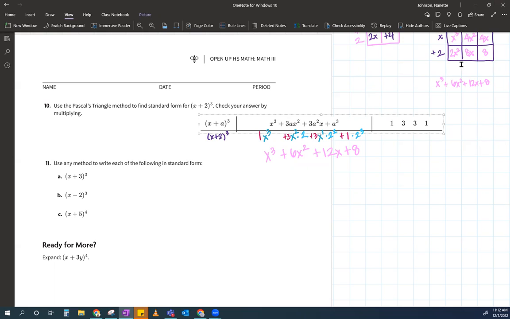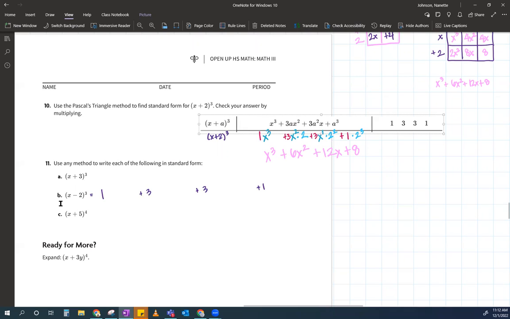So the very first thing that I do is I write out my coefficients. So I'm going to pull these because it's still a cube. So it's going to be 1, 3, 3, 1. So I'm going to go 1, leave some space, plus 3, leave some space, plus 3, leave some space, plus 1. I'll leave a lot of space so I can actually show you what I'm doing.